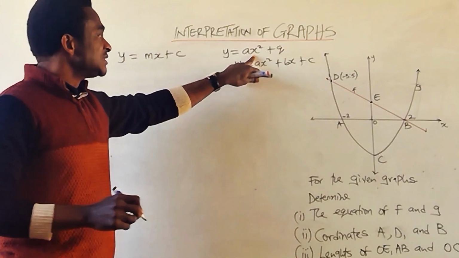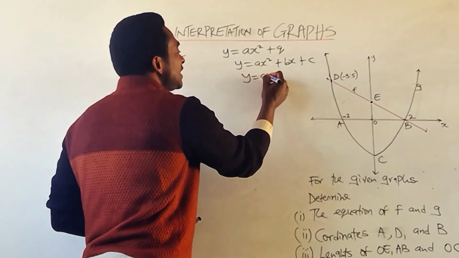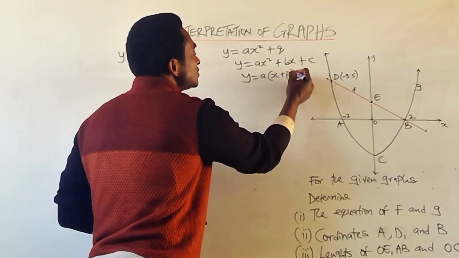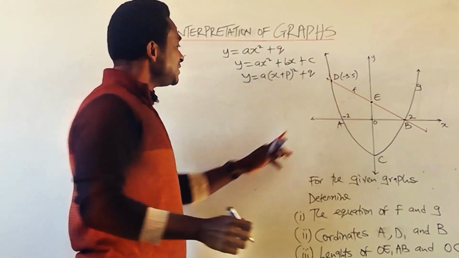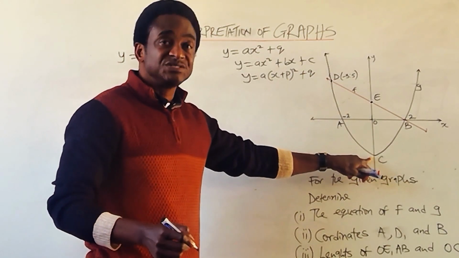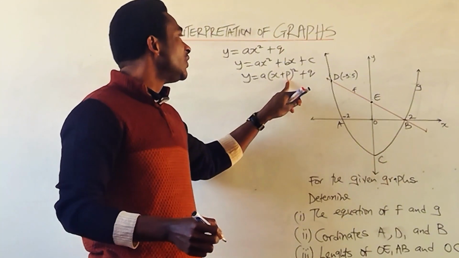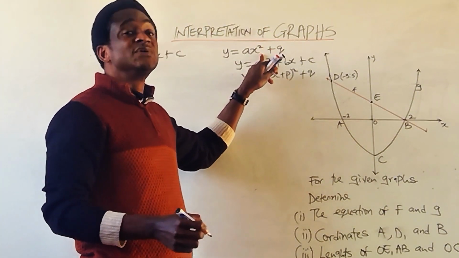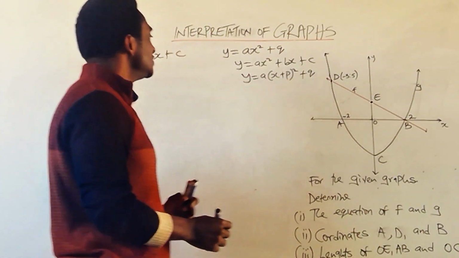Why did I use this instead of using the format a into x plus p squared plus q? If I check here, my turning point is at 0, so there's no need for a p here. That's why I opted for the first one. Now let's go through this.